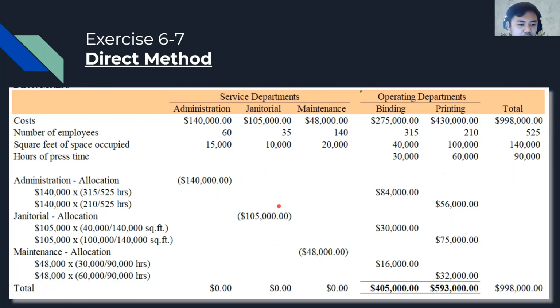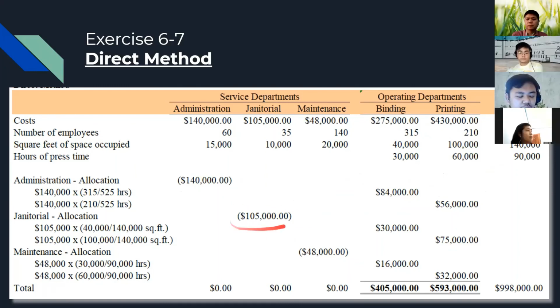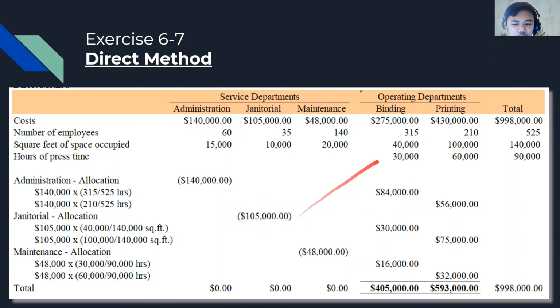Same for janitorial, we'll just use the allocation base of the square feet here and directly allocate them to the operating departments. The 105,000 total cost multiplied by the 40,000 square feet of binding over the total square feet of 140,000 is equal to 30,000, and just substituting the numerator, we get 75,000 for the printing department. For the maintenance allocation, we'll be using the hours of press time as the basis. So 48,000 multiplied by the 30,000 hours over the total hours of 90,000 is equal to 16,000.